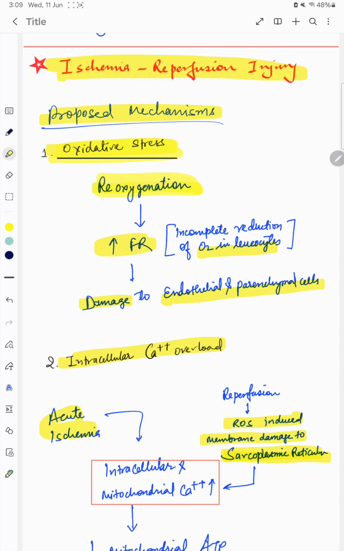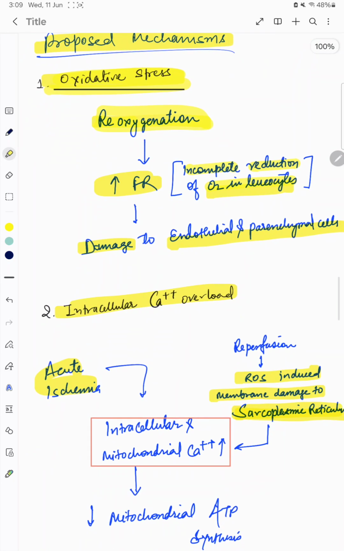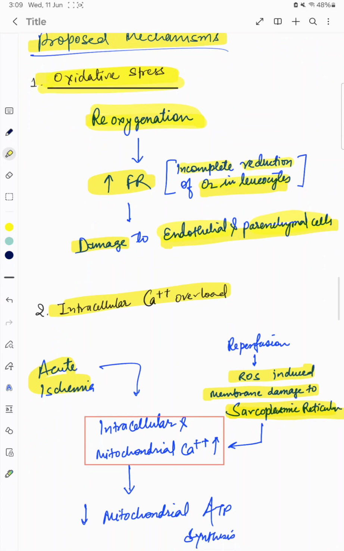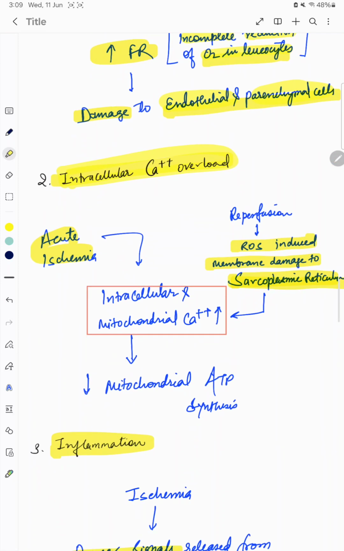Whenever there is restoration of oxygenation, this will result in increased production of free radicals due to incomplete reduction of oxygen in leukocytes. These free radicals damage the endothelium and parenchymal cells. So oxidative stress is one mechanism in ischemia reperfusion injury. The second mechanism is intracellular calcium overload.